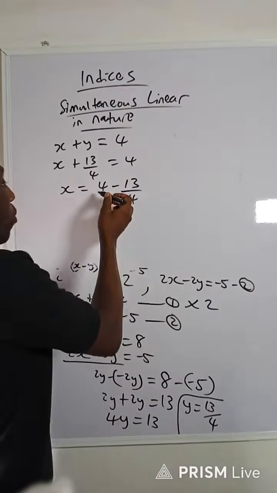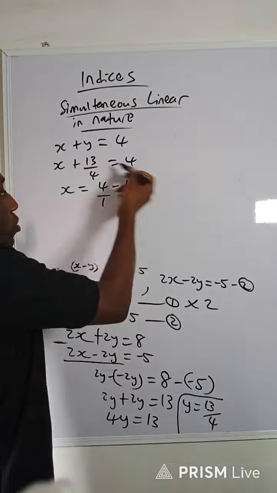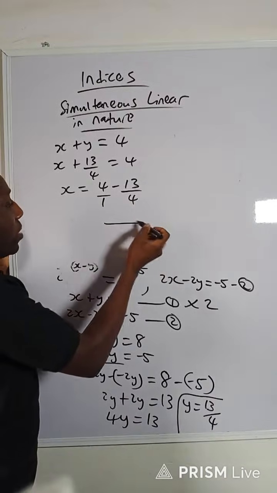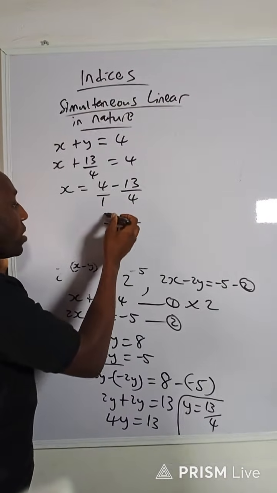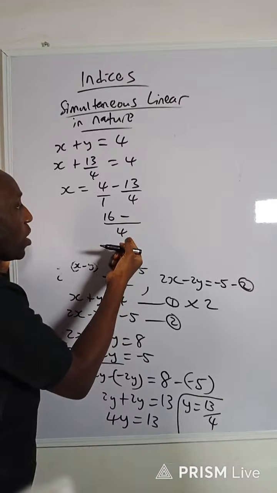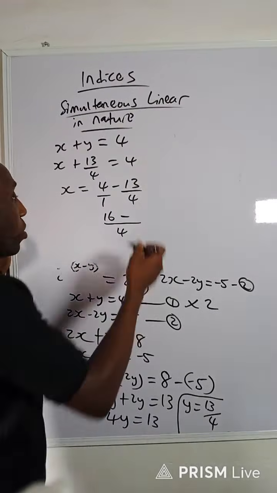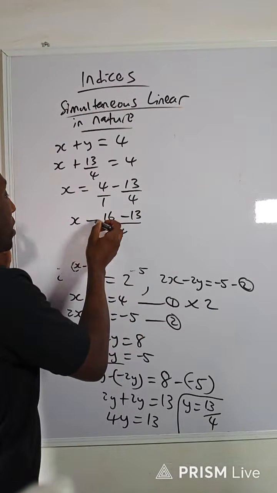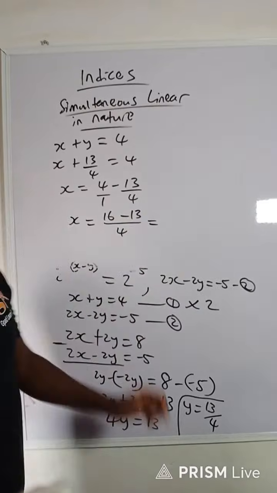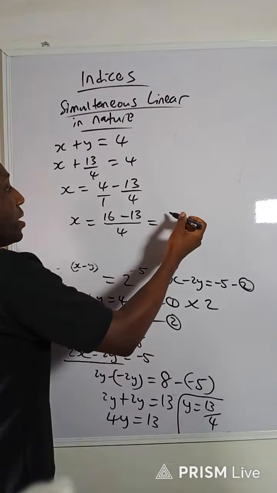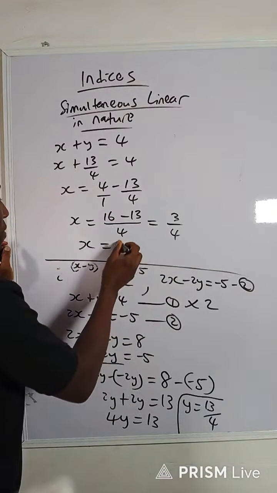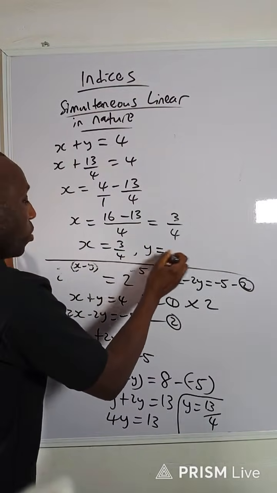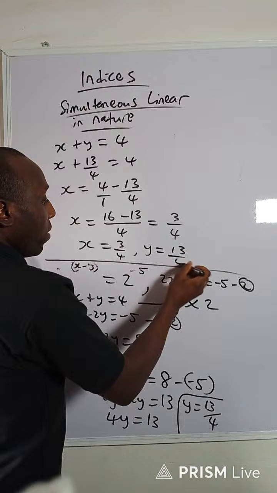You can write over 1 here, right? If I want to subtract this from this, the LCM of 1 and 4 is 4. 1 into 4 is 4. 4 times 4 is 16. Minus 4 into 1 is 1. 1 times 13 is what? 13. So this is x, by the way. What is 16 minus 13? That's 3 over 4. So x is equal to 3 over 4, while y is equal to 13 over 4.